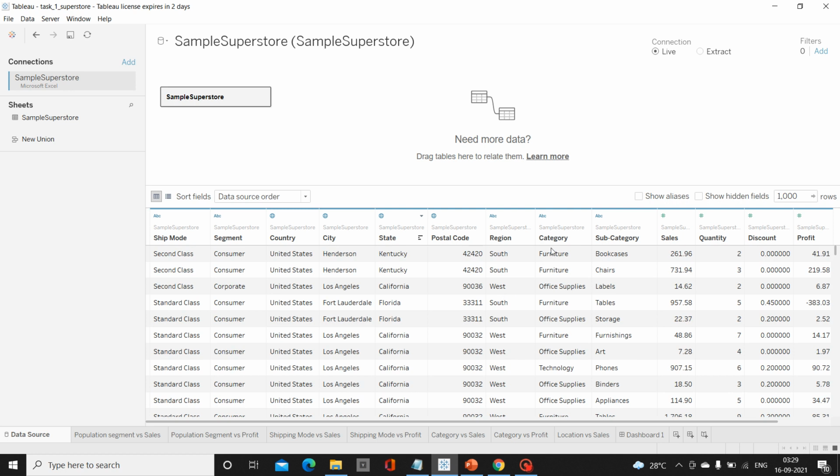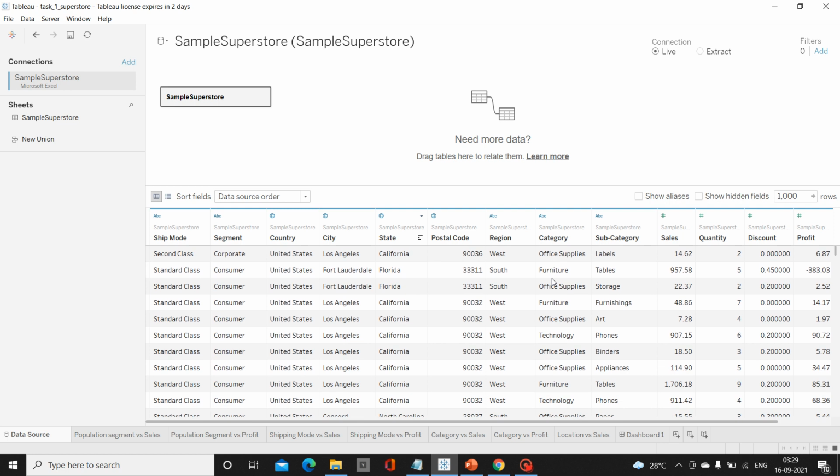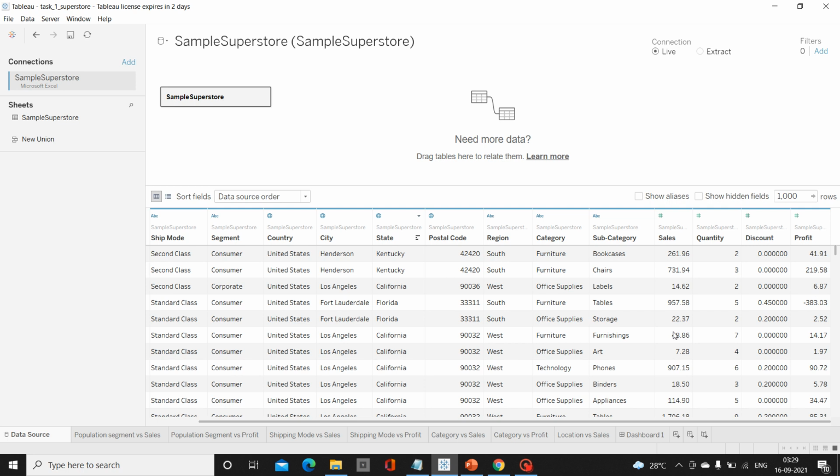Regions: we have divided the states into 4 regions: south, west, east, and central. We have categorized the products into 3 categories: furniture, office supplies, and technology, which are further subcategorized into bookcases, chairs, labels, tables, etc. Further, we have the total sales amount column, then the quantity purchased by the customer, the discount offered to the customer, and the profit earned in the transaction.